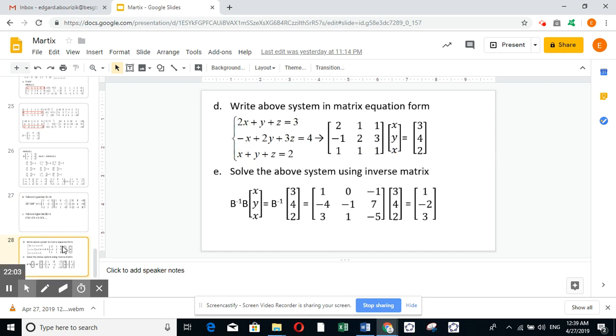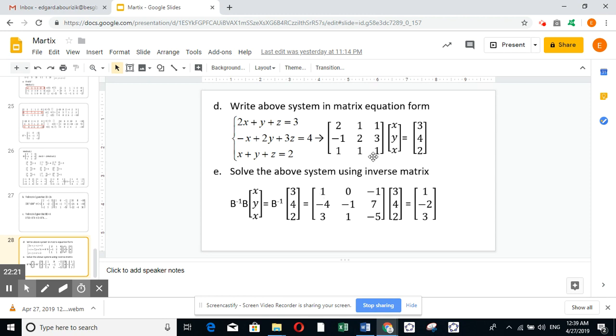And the last page, write above system in matrix equation. This is the system, so 2, minus 1, 1, 1, 2, 1, 1, 3, 1, 3, 4, 2 times the XYZ matrix, equal 3, 4, 2. This is how you can write a system in matrix form equation.